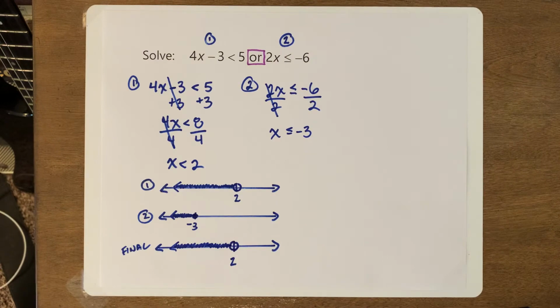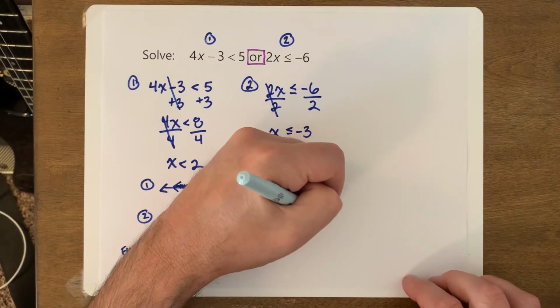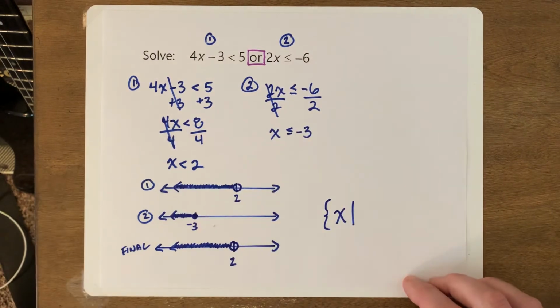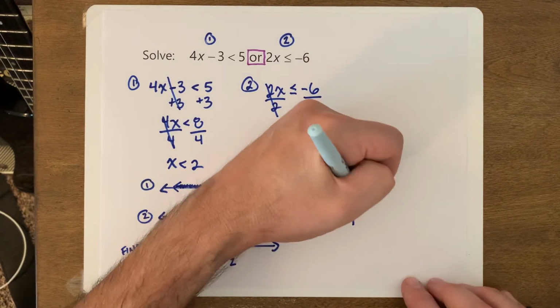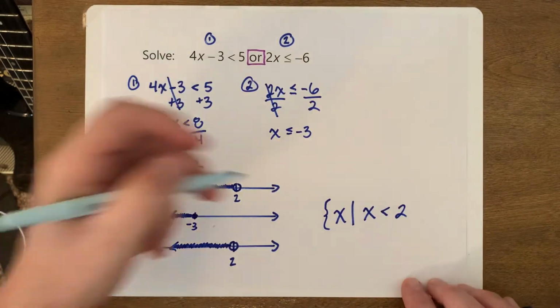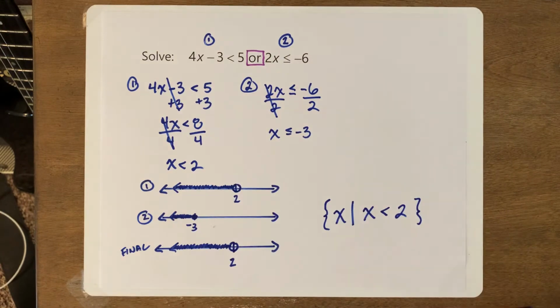Now, what is that going to look like as a solution set in set builder notation? All real numbers x such that x is strictly less than 2. Close it up, and we are done with that one.